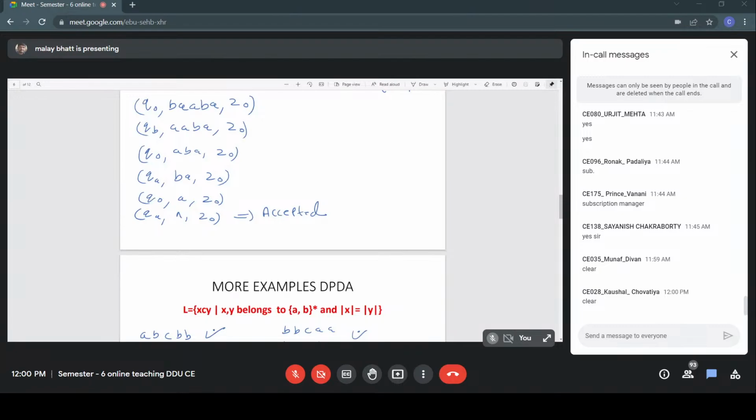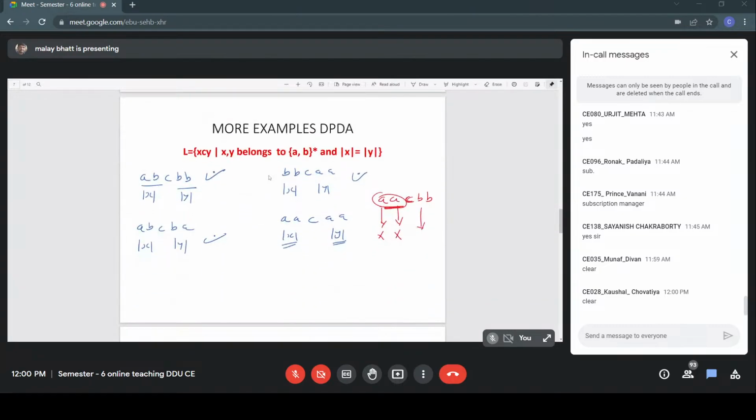Okay, so now let us take another example. I hope you can understand the previous one and you can try for different strings. Now we have one more example here. Our language is X, middle symbol C, and Y, where length of X is equal to length of Y, and XY belongs to (A, B) star. So null cannot be accepted because C is the middle symbol which must be present. So null is not an accepting string, and Q0 will not be the accepting state.